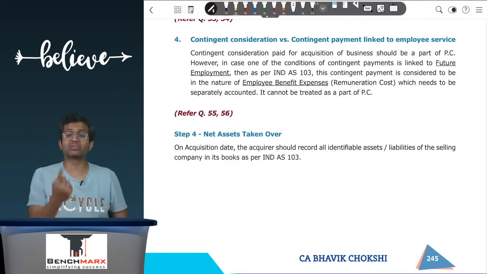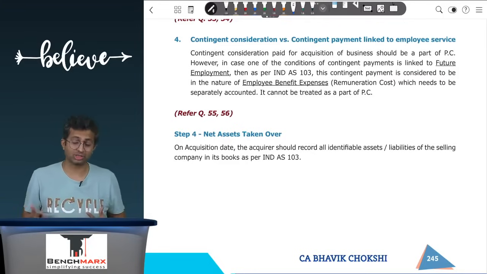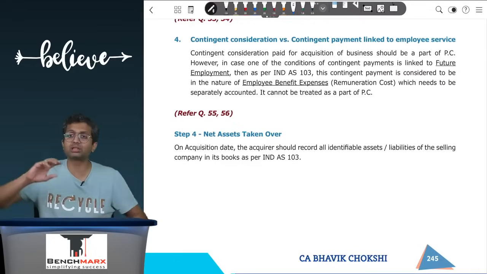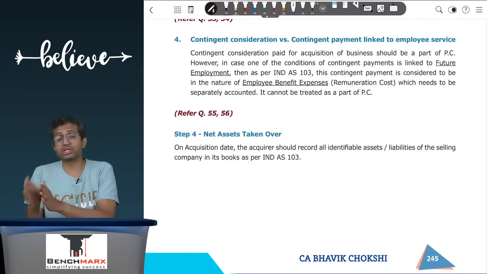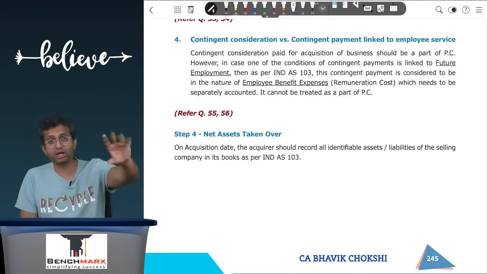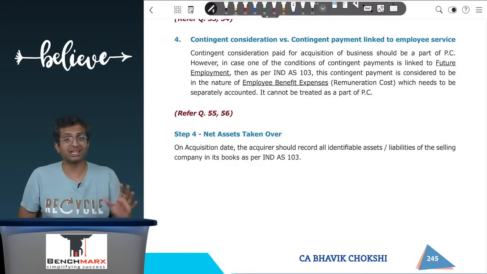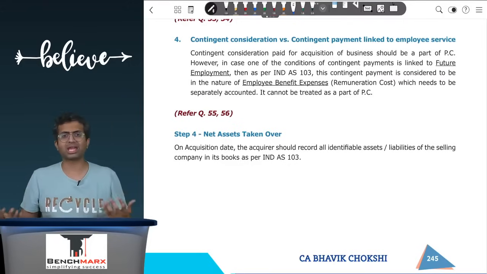So the standard says that if one of the conditions linked to additional contingent consideration is linked to employee service, then that is contingent payment for employee service. Usually contingent consideration is a part of purchase consideration, because it is assumed to be paid because you are the owner of the selling company. However, here, among other things, you are told to continue for 2 more years as an employee in the selling company, and hence a part of this consideration is linked to employee service, and will be accounted for as per Ind AS 19 and not as per Ind AS 103.